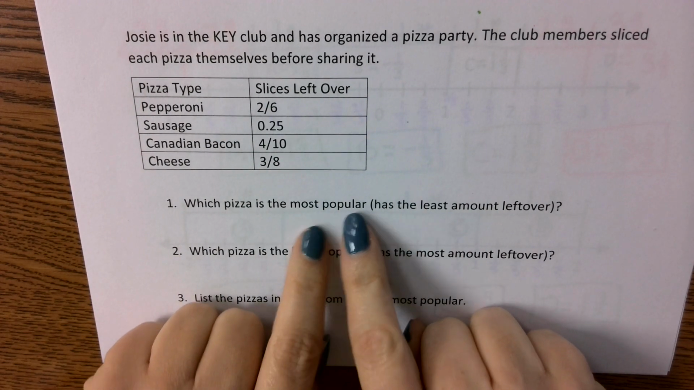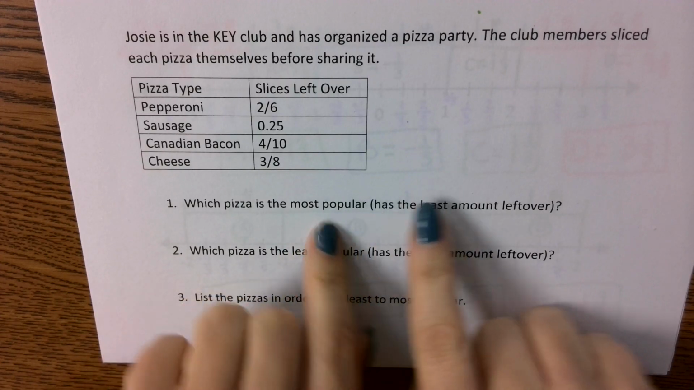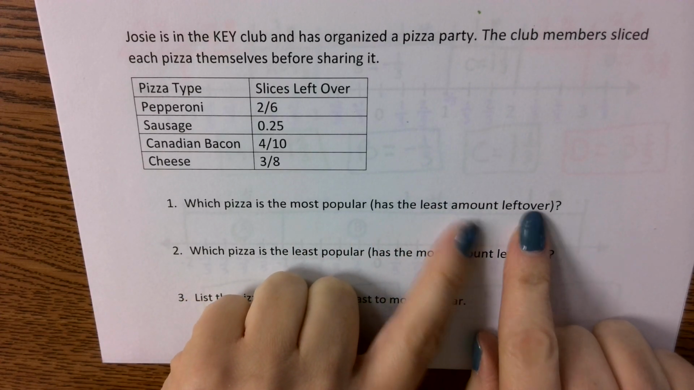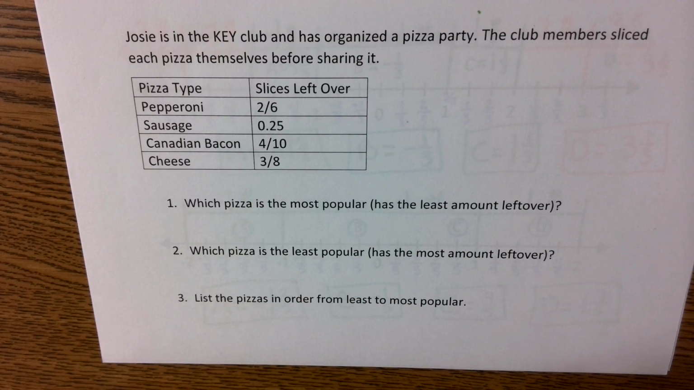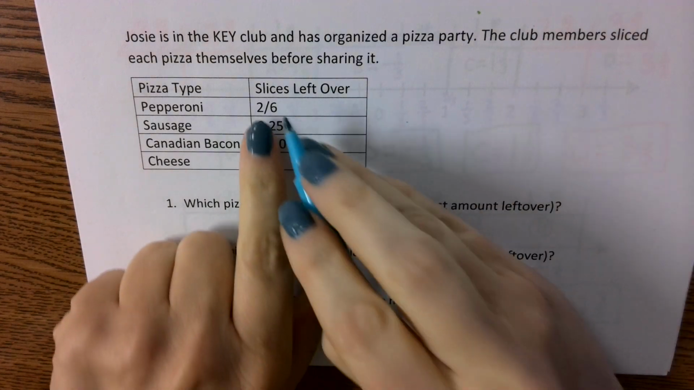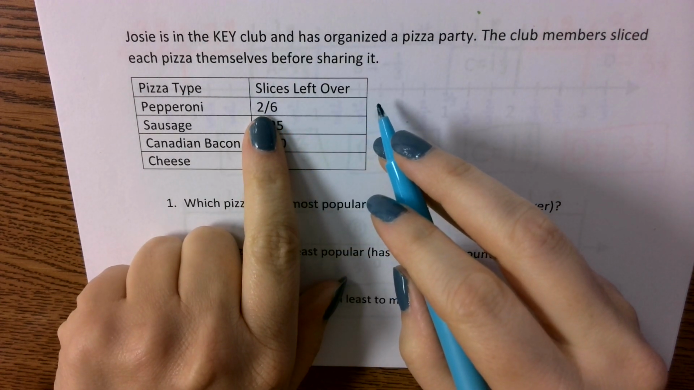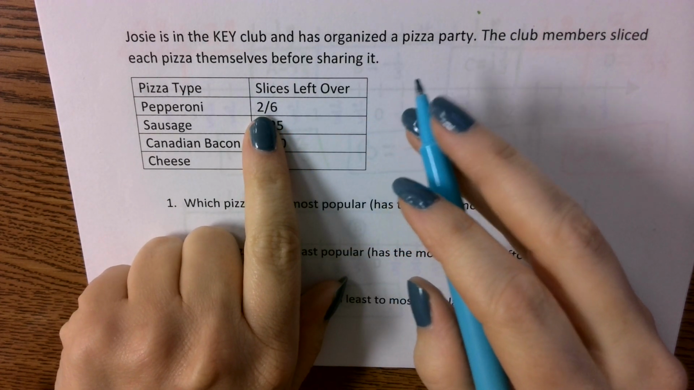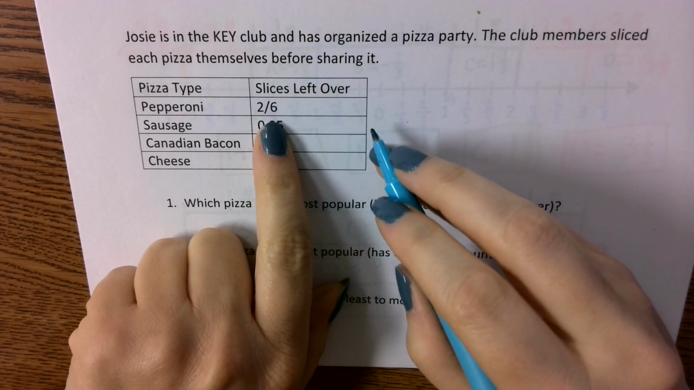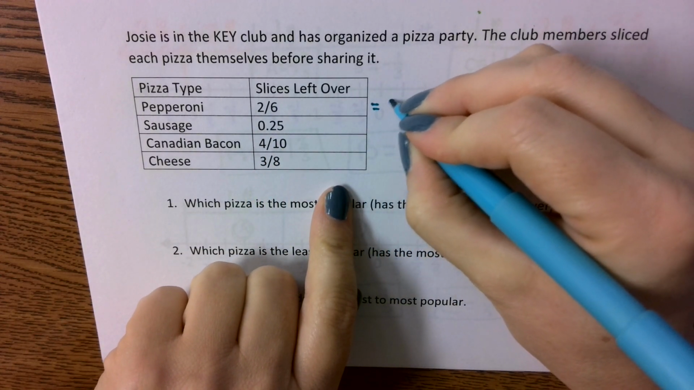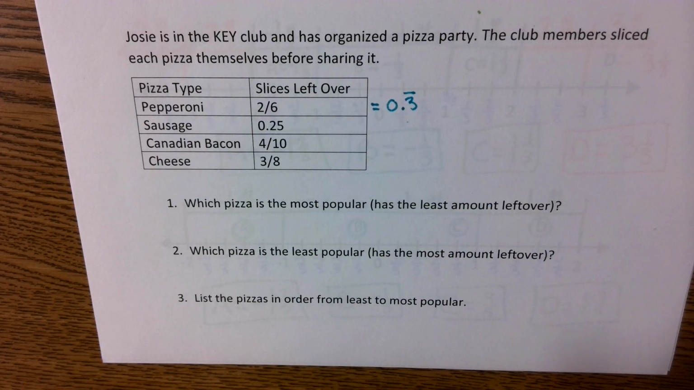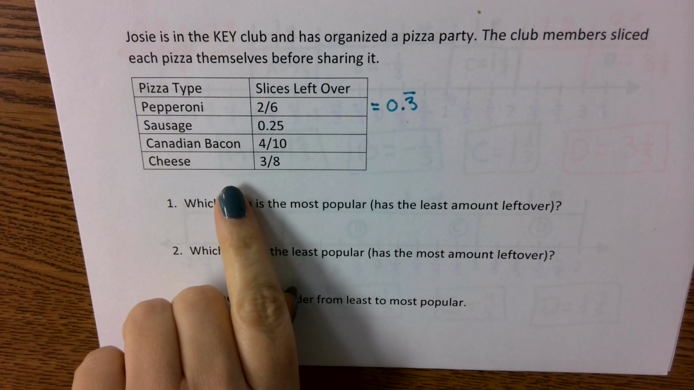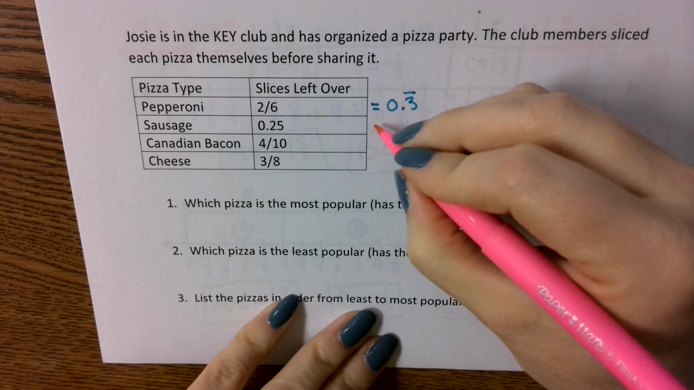First thing that we want to know, which pizza is the most popular? That means it has the least amount of leftovers. Which one was the most popular pizza? Addison? The sausage, right? If we take a look, 2 over 6, Jaden, quiet, 2 over 6, that converts to 0.3 repeated. That's 0.3 repeated. Sausage is already in its decimal form.